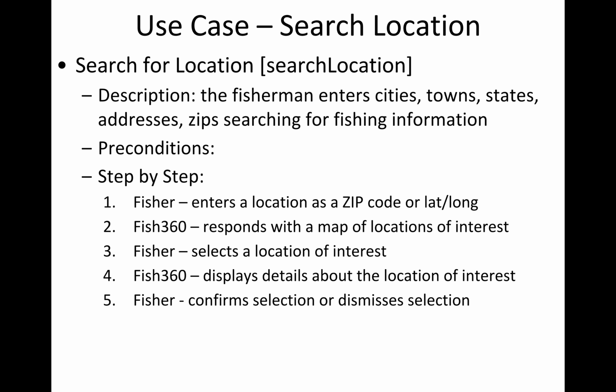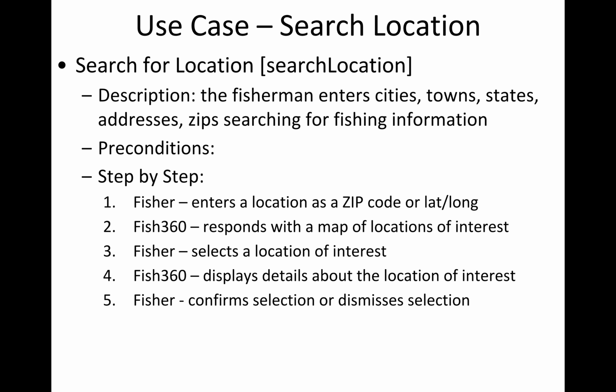The fisherman selects a location, and the system displays details about that particular location. Presumably, it's a place in the water. They might show the water temperature, the tide, the sun setting, when the moon comes out, the wind, any weather information would be displayed there.